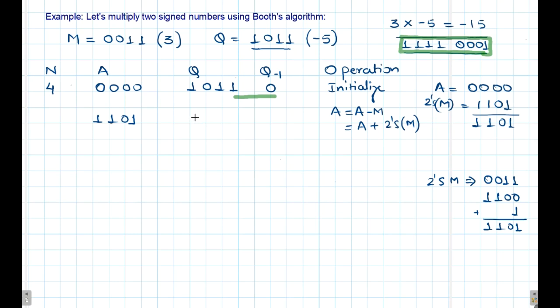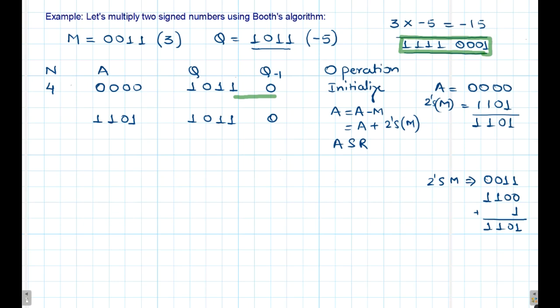The value of Q is 1011 as we have not performed any operation on it, and the value of Q minus 1 is still 0. In the first iteration, the next operation is performing arithmetic shift right. So we are going to perform ASR on this.